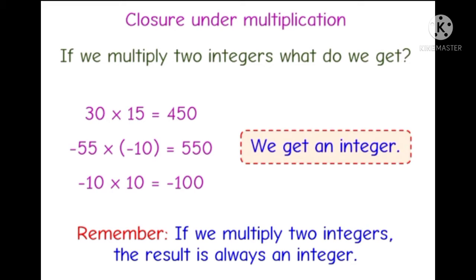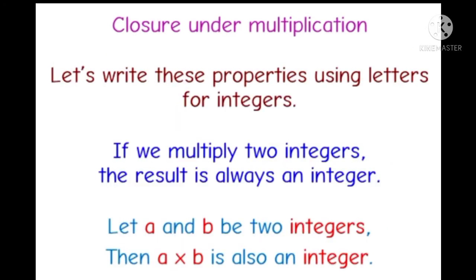Let us see some examples. 30 into 15 is equal to 450. Minus 55 into minus 10 is 550. Minus 10 into plus 10 is minus 100. If we multiply two integers, the result is always an integer. So, integers are closed under multiplication. Let a and b be two integers. a into b is also an integer.